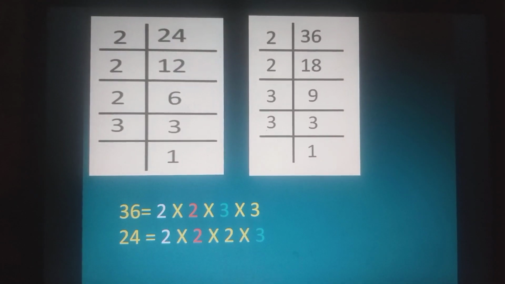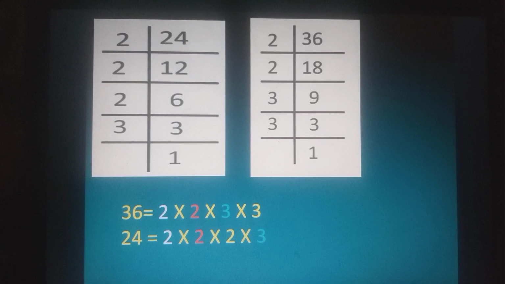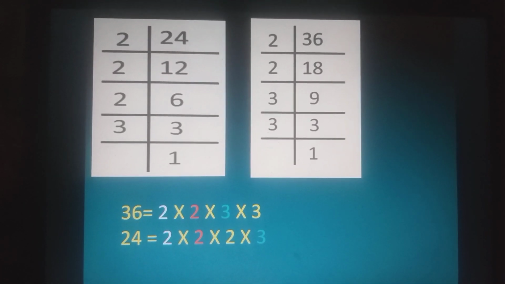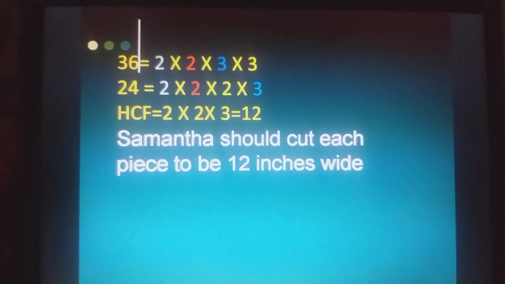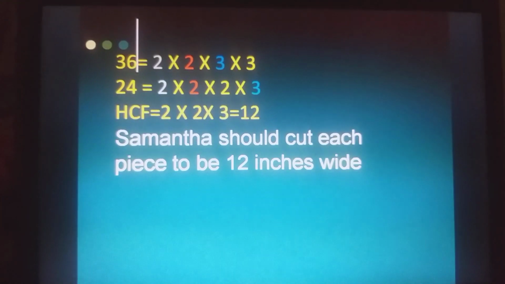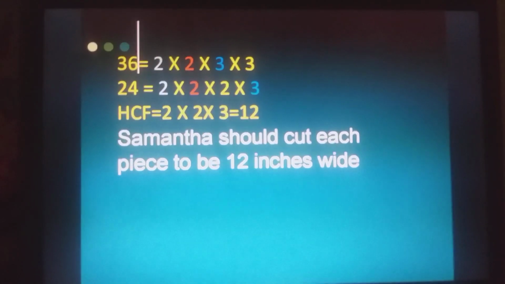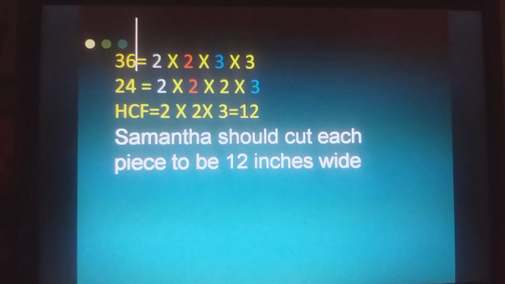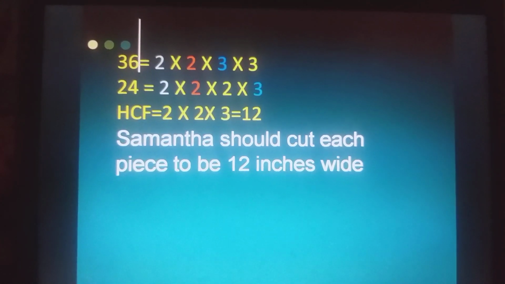In the next step, what do we do? We form pairs. We form a pair for 2, we form a pair for another group of 2, and we form a pair for number 3 also. The next step is we write down only those numbers which are paired. So paired is the first group, second group and third. So it is 2 into 2 into 3, which is equal to 12. Therefore, Samantha should cut each piece to be 12 inches wide.